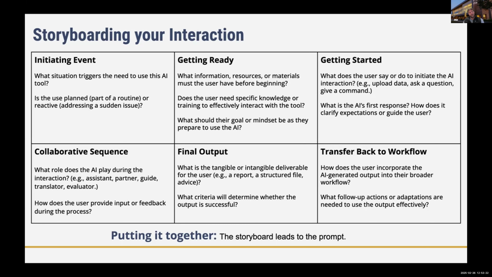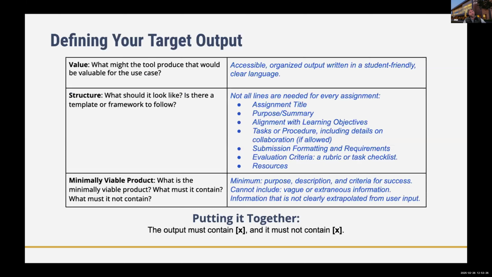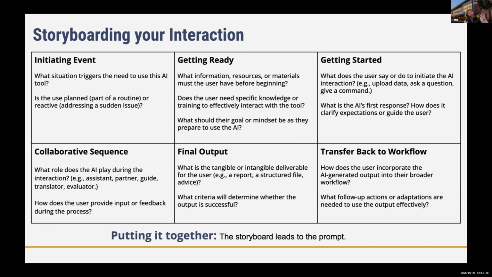Then the last one is the final output. What does it look like at the end? So that's, if you remember, our target output. How do we get it to that target output? And what is that going to look like? Because that helps the last part, which is to transfer this back into the workflow.